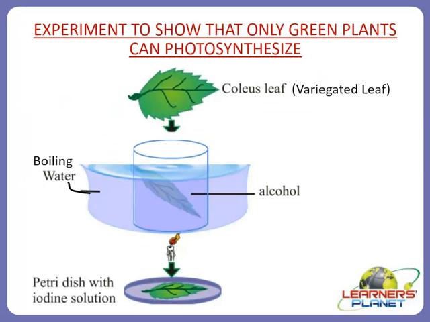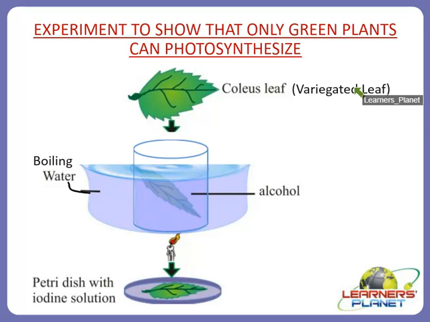Now let us understand this process with the help of an experiment. This is an experiment to show that only green plants can photosynthesize. Now our aim is to show that only green plants can photosynthesize. The materials needed for this experiment are a leaf with two colors. It could be a variety of hibiscus, or we have a coleus leaf here.